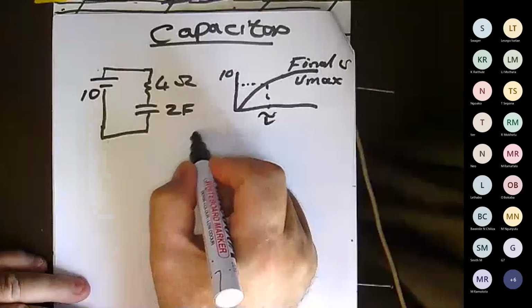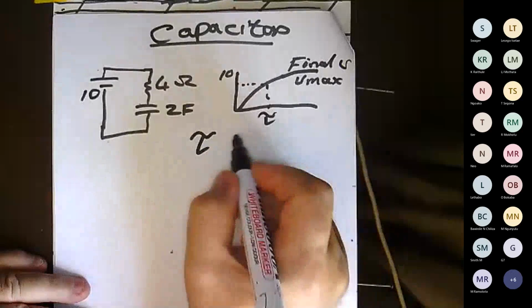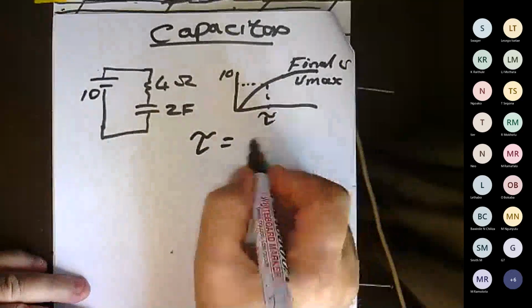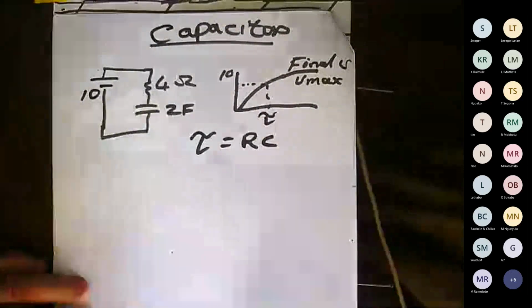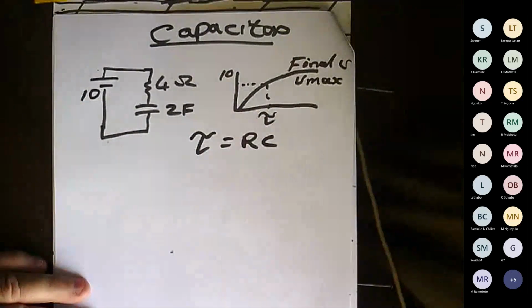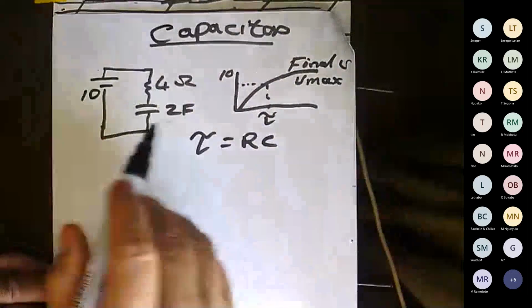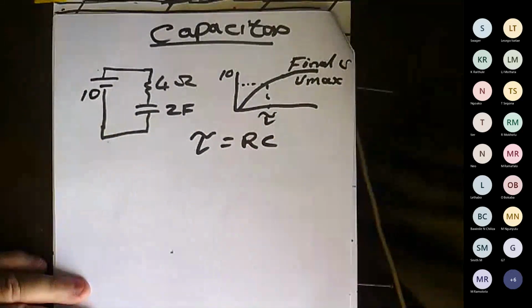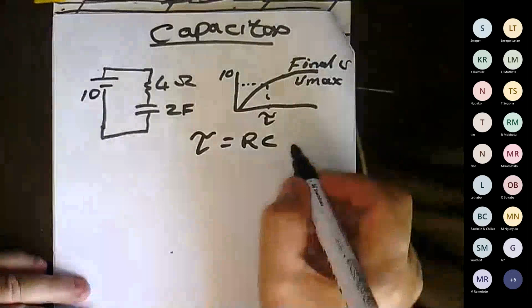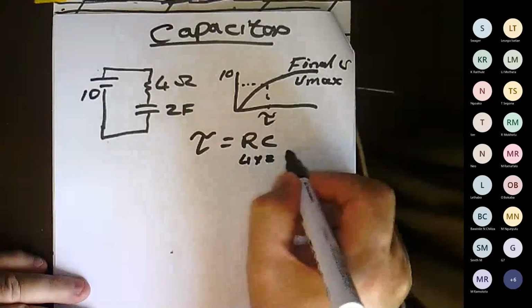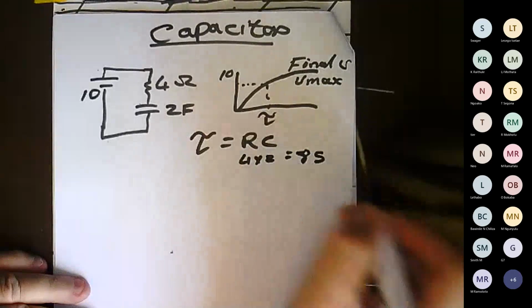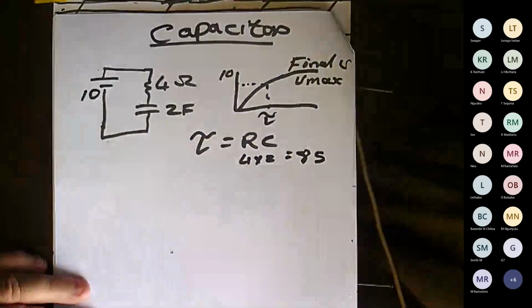Now tau, the time delay, we saw that yesterday, is RC, resistance times capacitance. So in this case, tau is 4 ohm times 2 farad, and that's 8 seconds. So it's 4 times 2, and it is 8 seconds. The time delay will be 8 seconds.